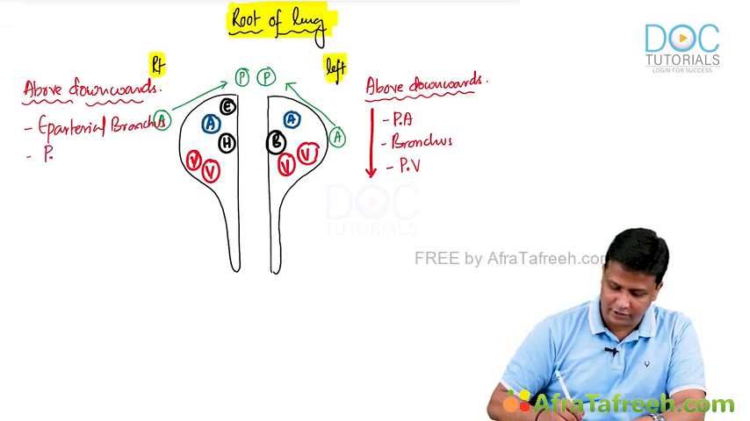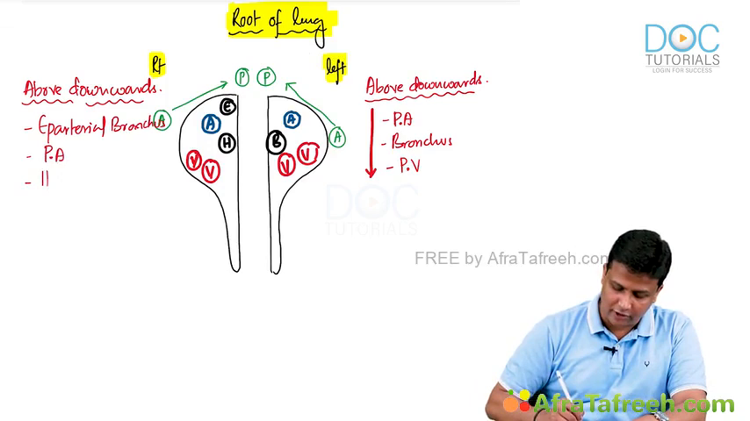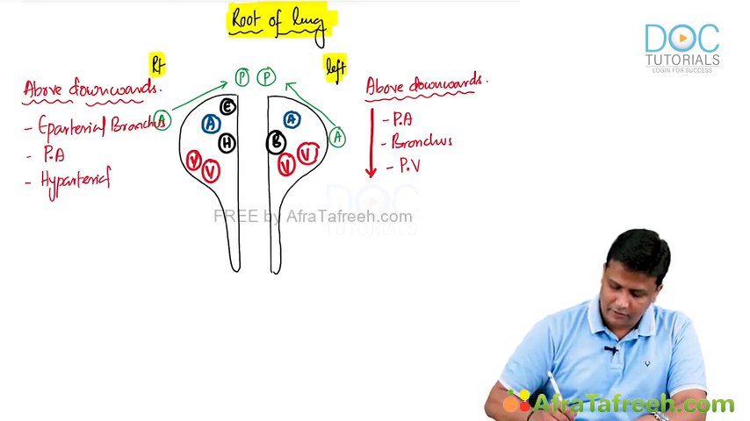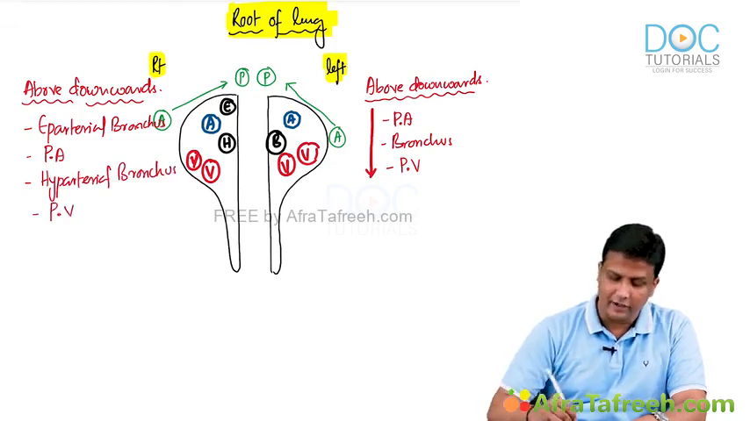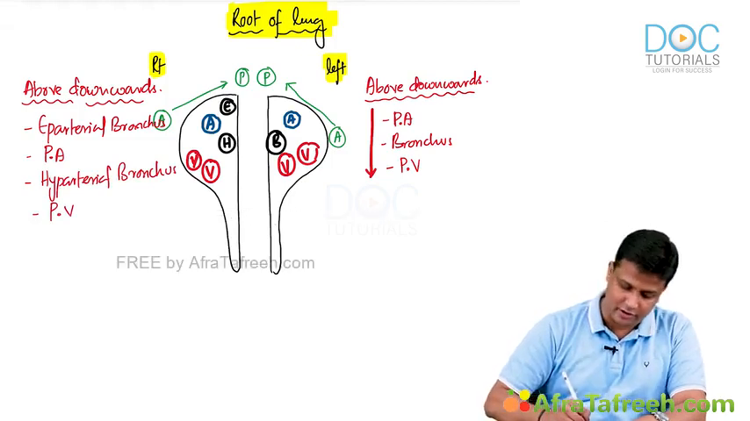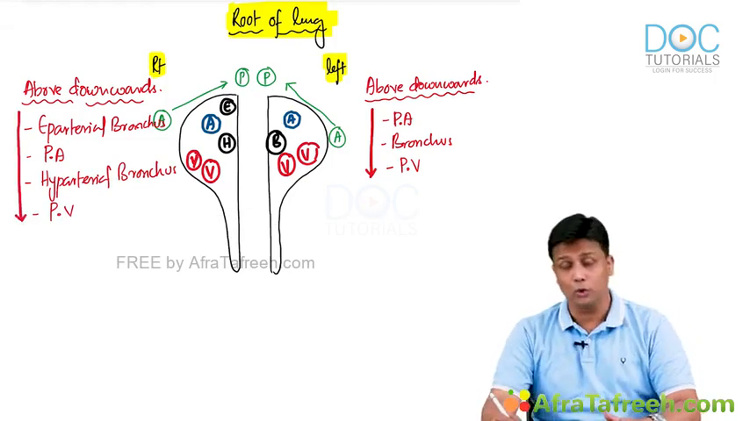So then the next one will be the pulmonary artery. And below the pulmonary artery you have the hyparterial bronchus. That is the hyparterial bronchus. And then finally you have the pulmonary vein. That is how all the structures are arranged from above downwards in the root of the right lung.